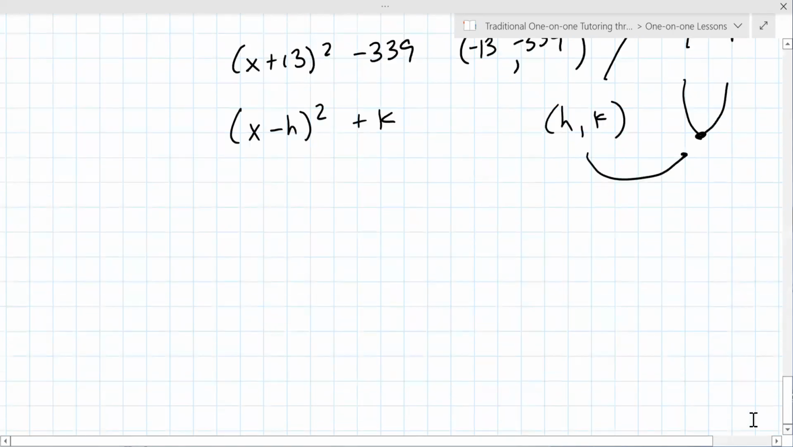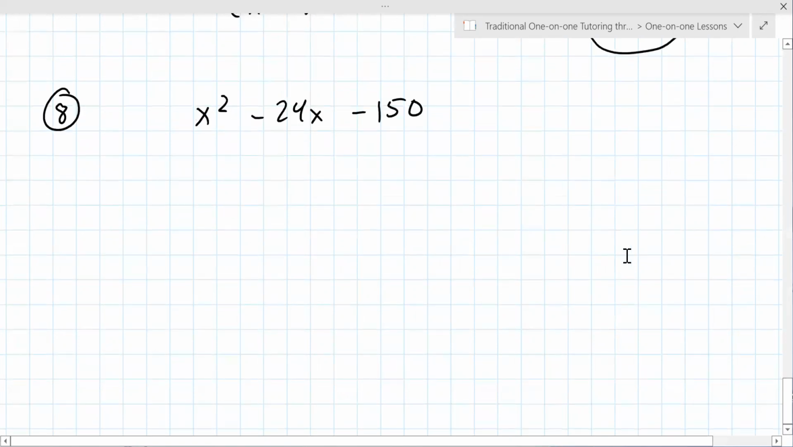Let's do number 8. X squared minus 24x minus 150. You want to try this one on your own? Yeah, sure.